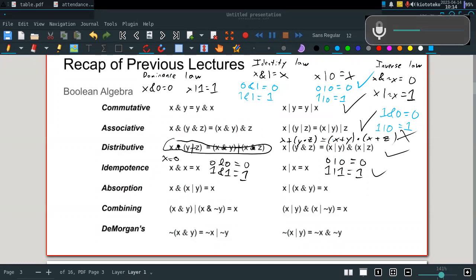Okay, so yeah, I guess idempotence and all these laws, no? Is there any question so far with all these laws? Because you will need to use them when reducing expressions, and you will need to really understand them to be able to apply them.